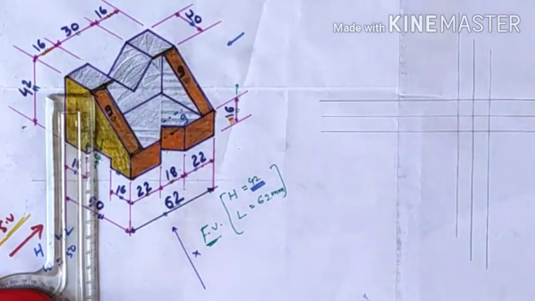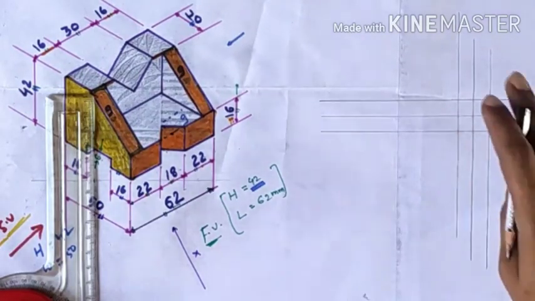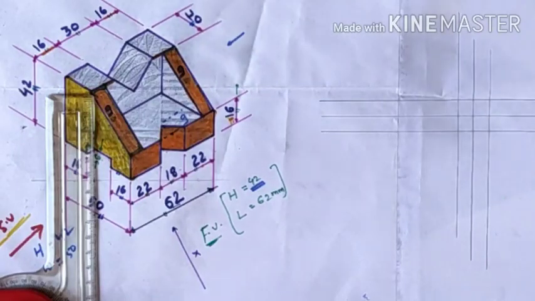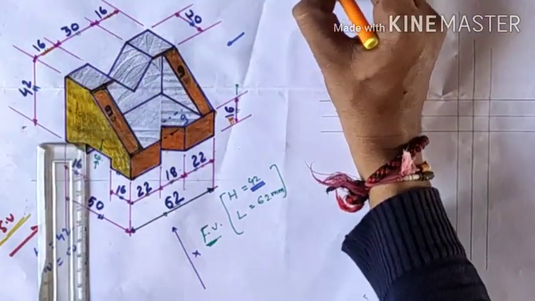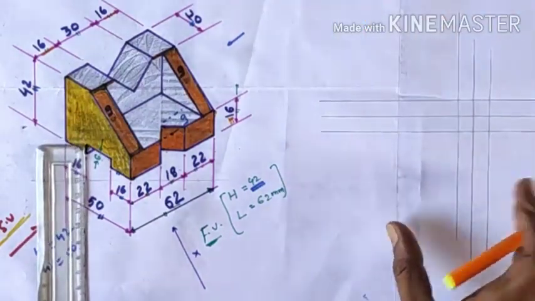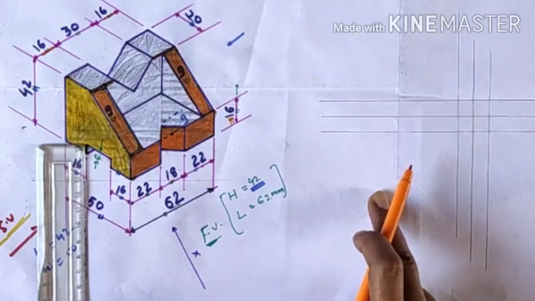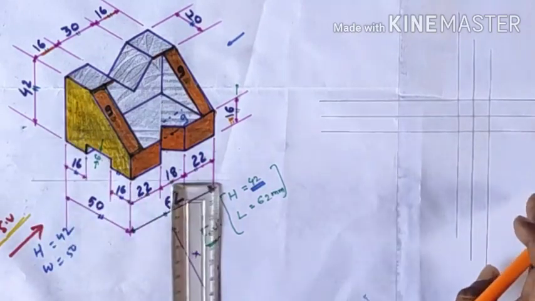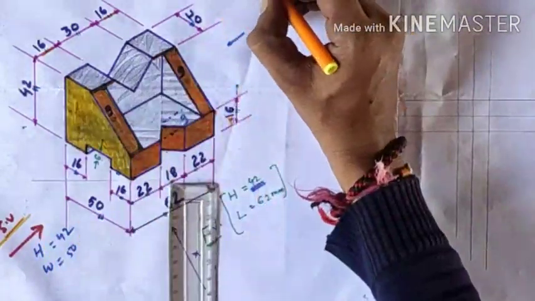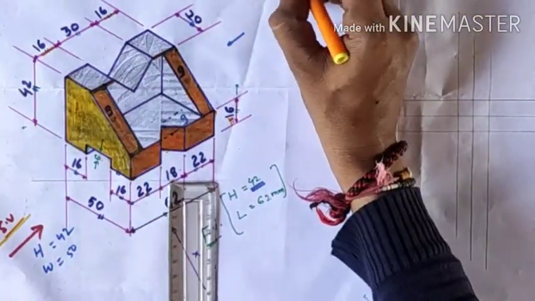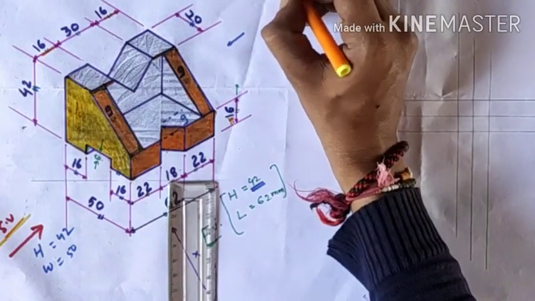So you can see here we start. Firstly we put the actual view where it exists. According to the third angle projection method, this is your front view. The front view comes either here or here. Before putting the front view, we talk about the left hand side view. According to third angle projection, the left hand side view is drawn to the left of the front view.